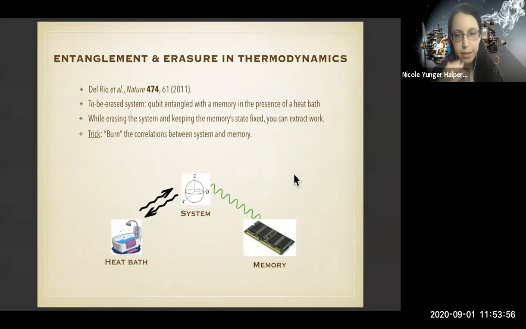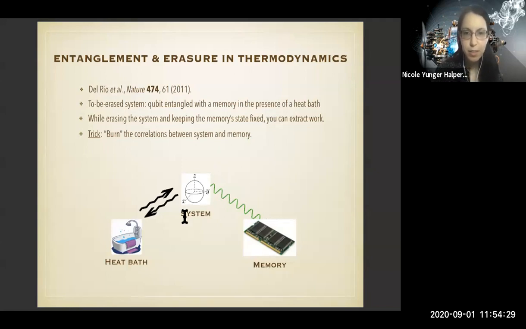Here was that slide. The trick behind the trick is this. We saw earlier that if you have one bit, then we're not talking about entanglement, just if you have one bit of information, you can extract up to an amount, kT log 2, of work. If you have two bits, then you can extract more work.